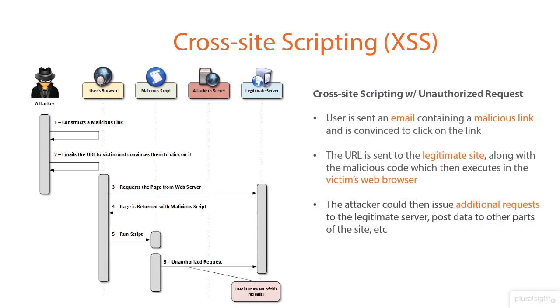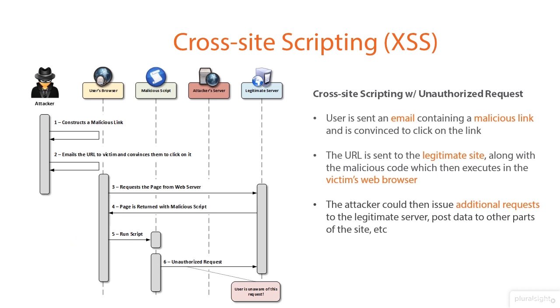Another way to look at it would be a cross-site scripting with an unauthorized request, which is the same type of attack, but it gives some additional parameters that are not necessarily present in the previous example. In this one, a user is sent an email containing a malicious link, as we talked about before, and they're convinced in some fashion to click on that link. The URL is sent to the legitimate site along with the malicious code, which then executes in the victim's web browser. However, there's an additional component here.